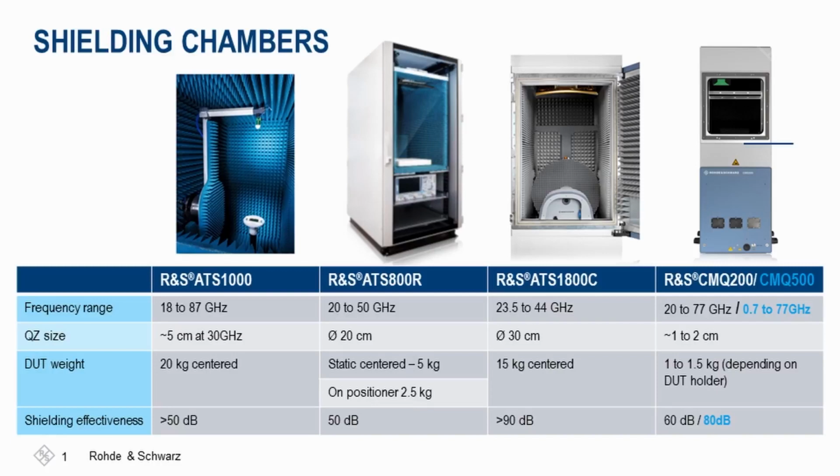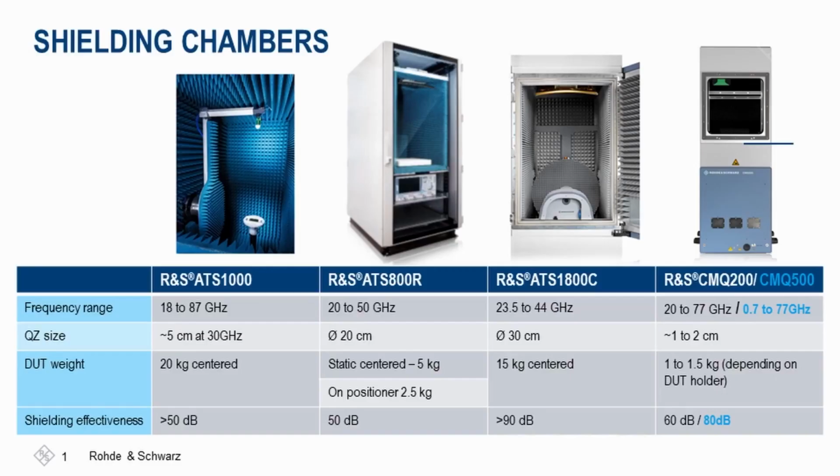So coming to the last chamber, which is the R&S CMQ200, mainly meant for production. The original form factor of this chamber is until the blue marker which you see there. The length of this chamber can be extended with an option so as to test devices like small cells. So the frequency range here of the CMQ200 goes from 20 to 77 gigahertz, suitable for FR2 measurements.